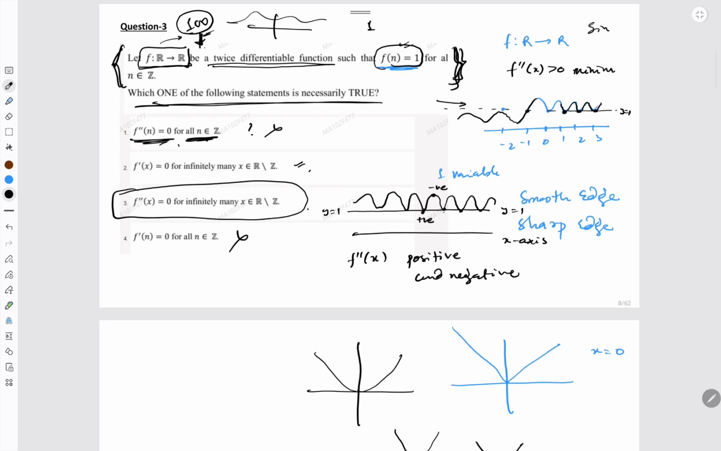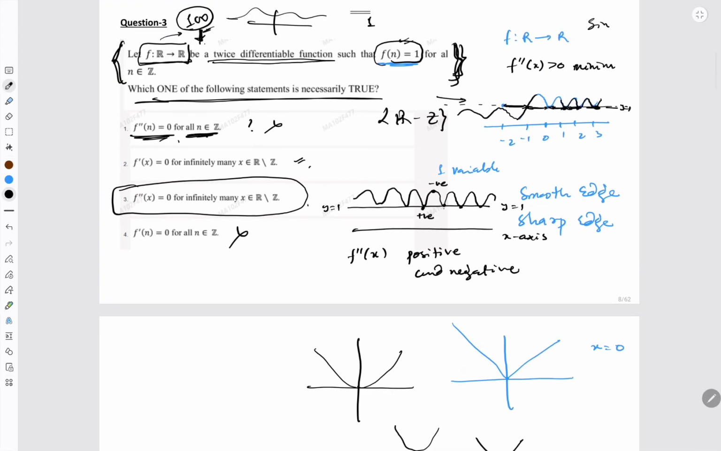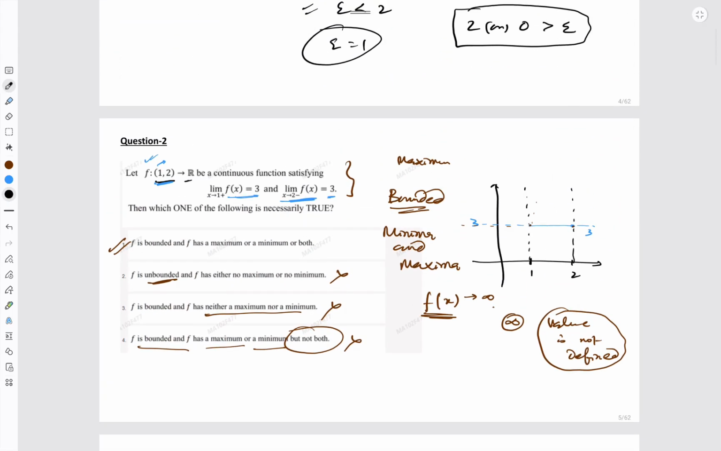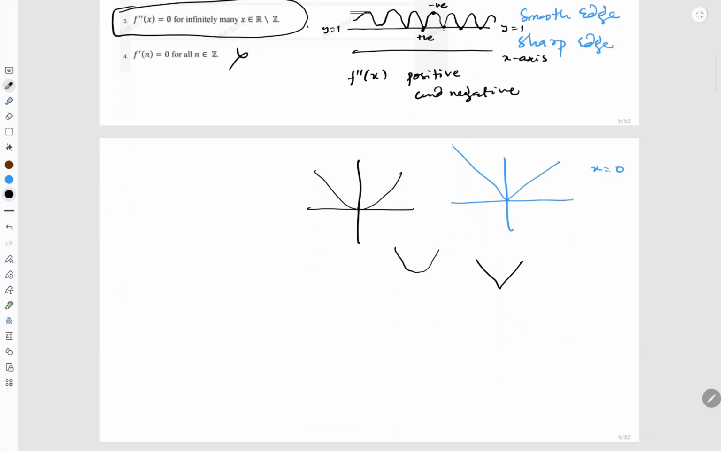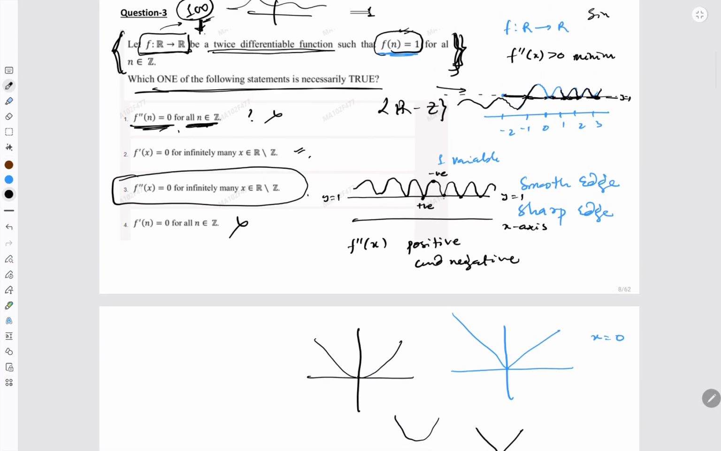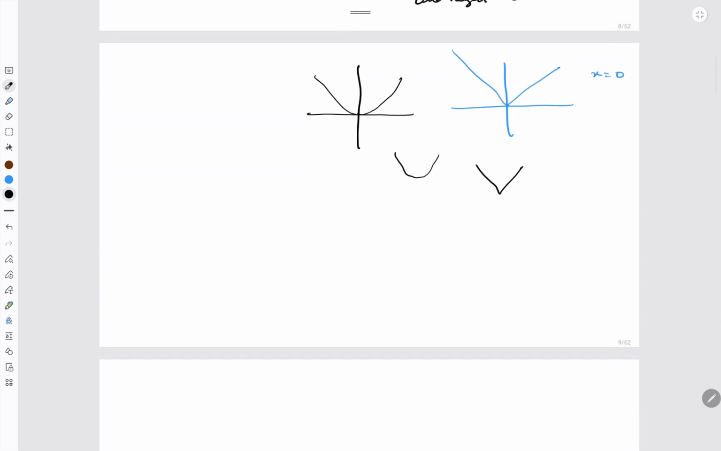Next, if I see this option, f dash of x is equal to 0 for many x in between integers, in R minus Z, which is basically this space, this and this included, subtracting these points. It is the same logic as the logic with which we drew the graph for this function. So let me explain option 2 and why it will be the correct answer.